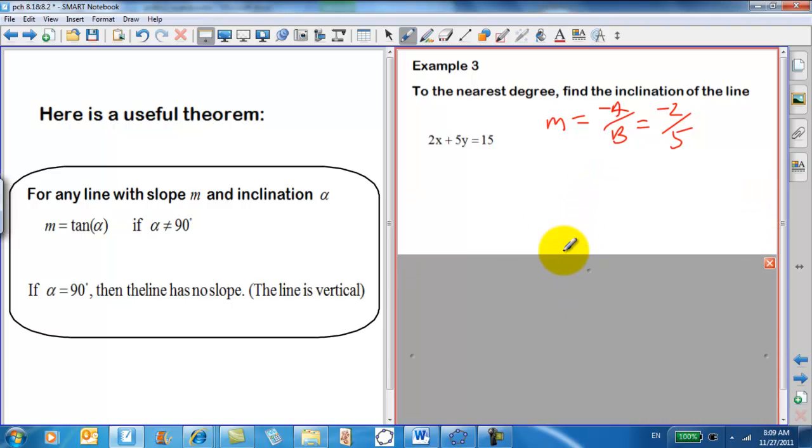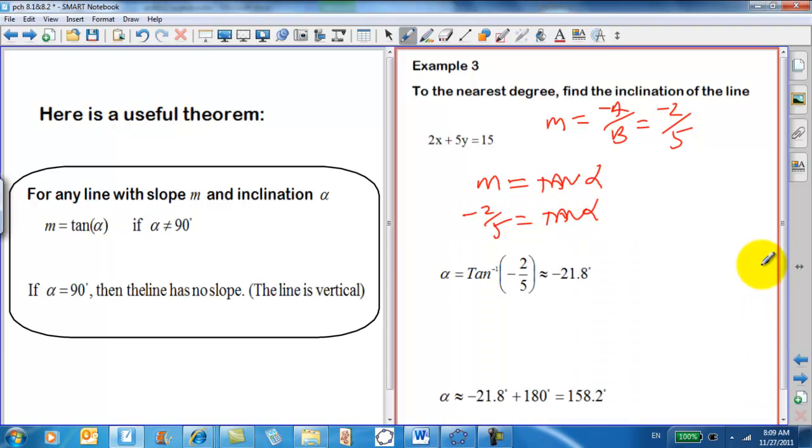And so the tangent of the angle of the slope equals the tangent of the angle of inclination. So negative 2/5 equals the tangent of alpha. And alpha is the inverse tangent of negative 2/5, which is about negative 21.8 degrees. Now, we just have this general guideline that alpha is between 0 and 180, so we add 180 to it to get our angle of inclination, 158.2 degrees.